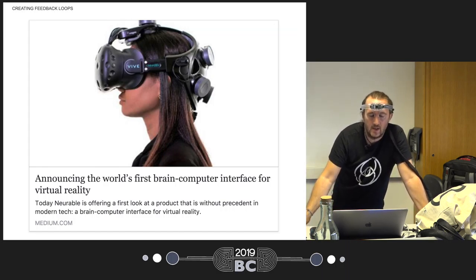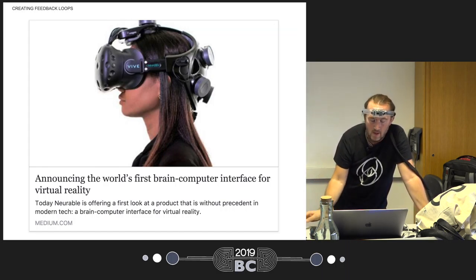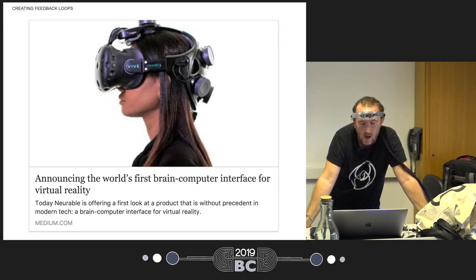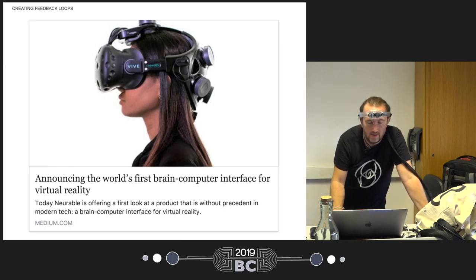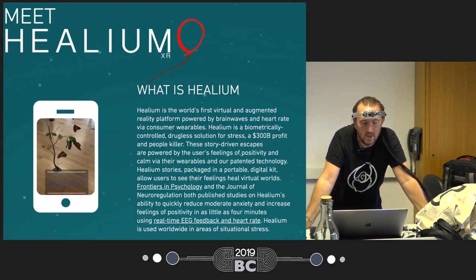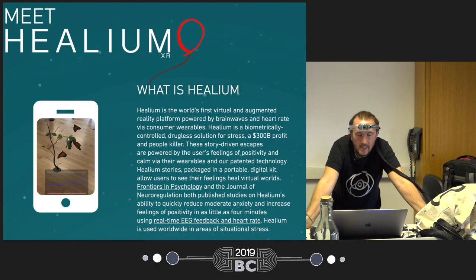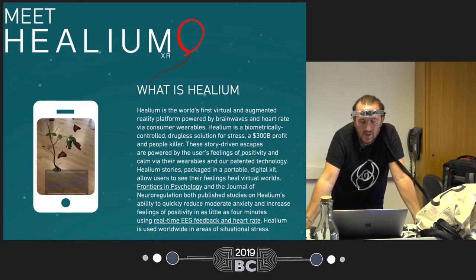So this is the idea that you can now combine an EEG device and actually feed that directly into a VR. So you're literally seeing your own brain activity in VR. And as it changes, and you can make it change, then you start to create this feedback loop. And we have an experience called Helium in the showcase as well that you can try. Heather's in the room. She's going to speak a little bit later in the session. And Helium's doing exactly that.